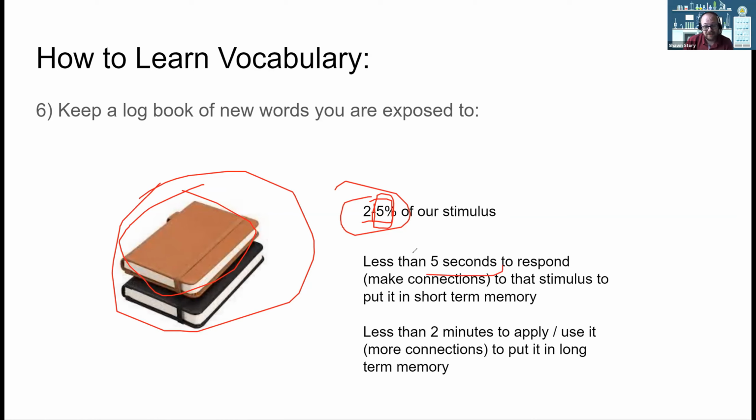Now, out of that 5% that you actually are aware of, that you're paying attention to, you have 5 seconds to respond. And when I say respond, it's basically your brain going, oh, that's like this, that's like this, and making those connections for you to remember something. And that's just your short-term memory. Then you have less than 2 minutes to actually use it and make more connections to put it in your long-term memory.